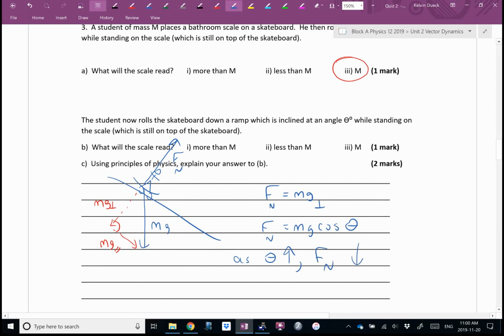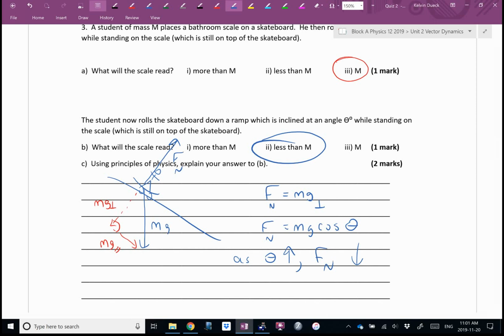If you said something like that and it makes intelligent sense to you, you could give yourself 1 mark for circling less than m, because the scale will show you lighter. And if in your explanation you did a free body diagram and said that the normal force equals mg cos theta, and as theta gets bigger, it gets smaller, I would take that. If you made up some numbers, like m is 40 kilograms, theta is 10 degrees, then theta is 40 degrees, and showed that mg cos 10 is bigger than mg cos 40, and therefore it gets smaller as we increase theta, I would give you full marks for that.